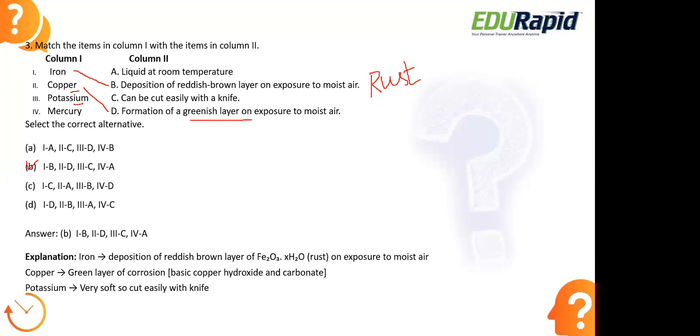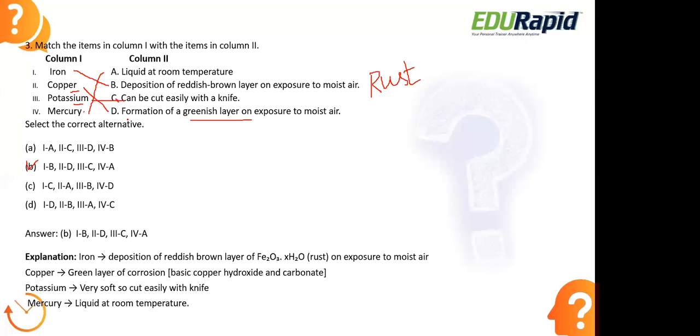The next option here is potassium. Potassium, we know that it is a metal and it is very soft in nature, right? It is one of the softest natural metals available, and definitely we can cut it with a knife. Since it is the softest metal, we can cut this with a knife. And the last one here, when we look at this option, mercury, right? Mercury is the only metal which is liquid at room temperature, right? So we know about this. So this is one of the metals.